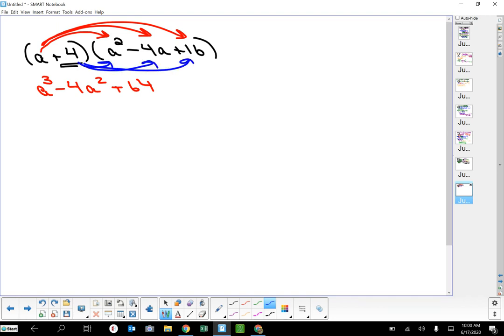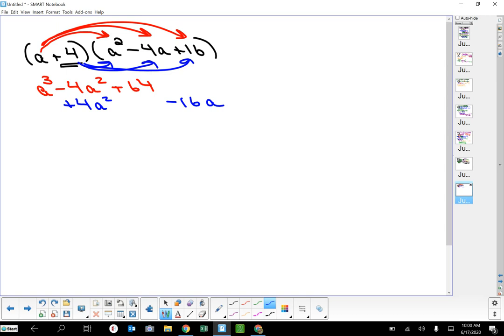And if you want, you could line these up vertically, up and down, when they match up like terms. So I'm going to go 4 times a squared is 4a squared. So I'm going to put that underneath the a squared term that I had before. And you don't have to do this, but for me, I kind of like it. And then I'm going to go 4 times negative 4a is a negative 16a. Well, that wasn't in this problem at all. So I'm going to go negative 16a.